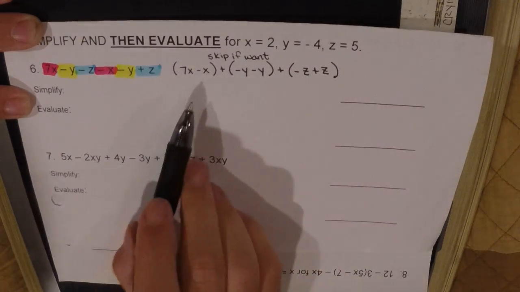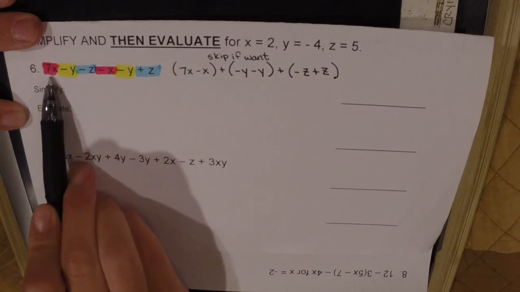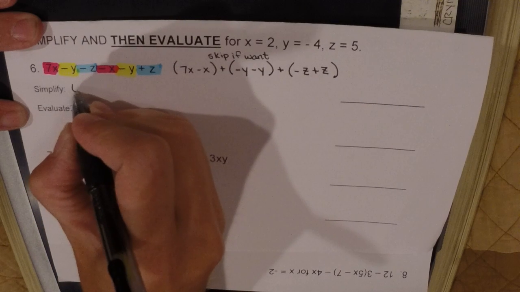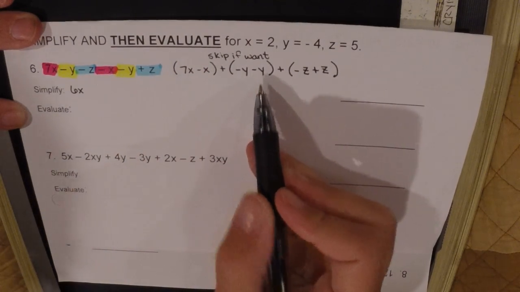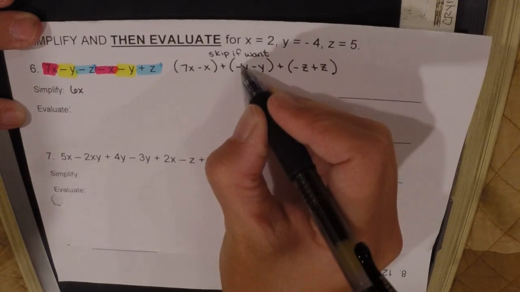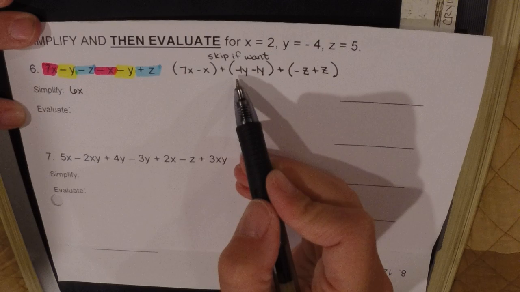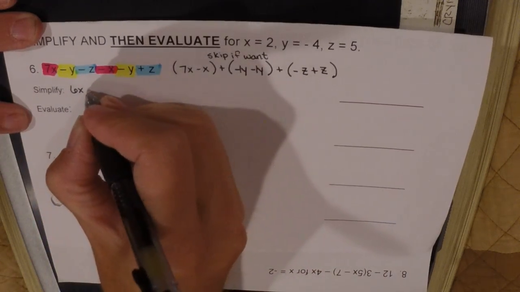Okay, so now 7x minus x, the pinks, would give you 6x. Then we have minus y minus y. Remember, there are invisible ones that are sitting in front of these. So if I put in the calculator -1 minus 1, then I should get minus 2y.